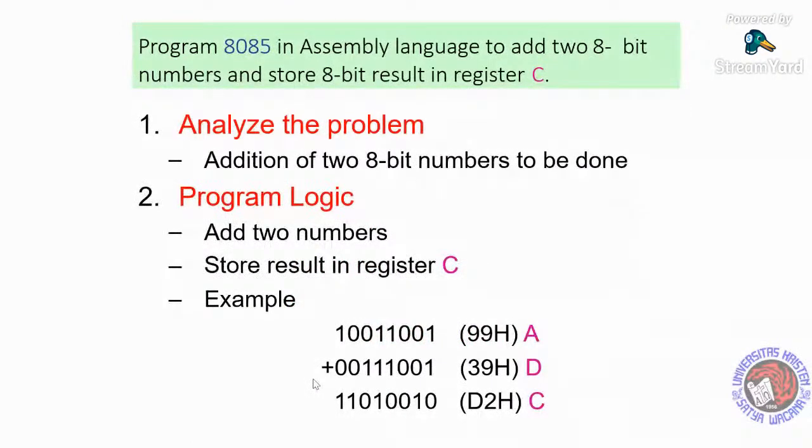For example, how to analyze the program. What program do you want to create? For example, an 8-bit addition program to be done. This is about how to analyze the program. You need to know what your expectation is in order to create that program. Program logic: add the numbers and then store the result in register C, for example.